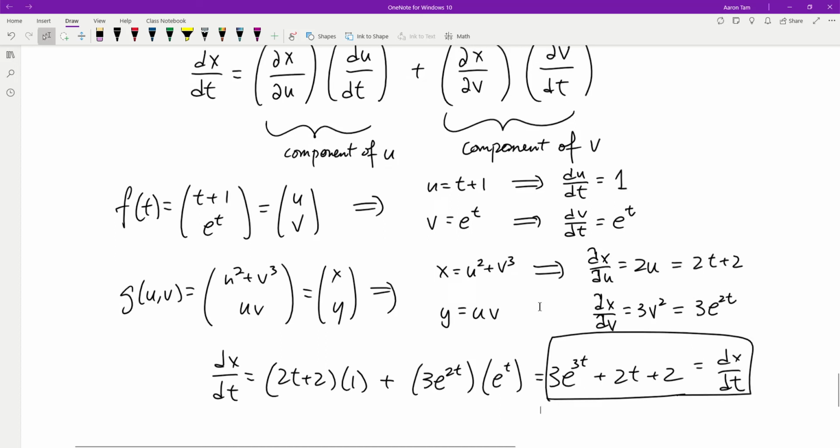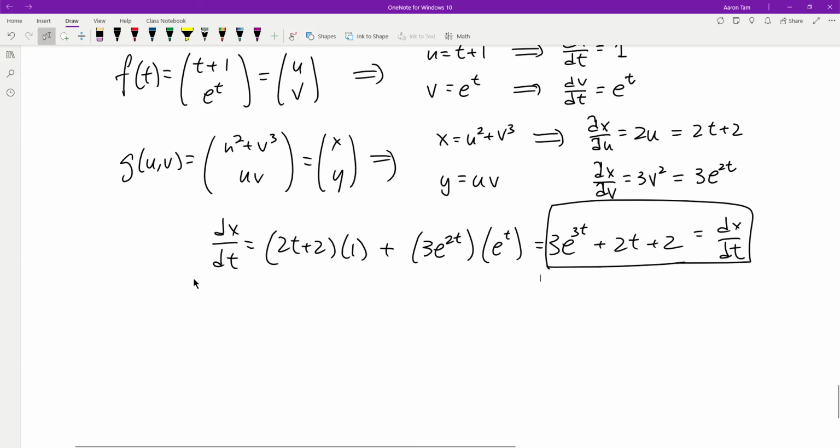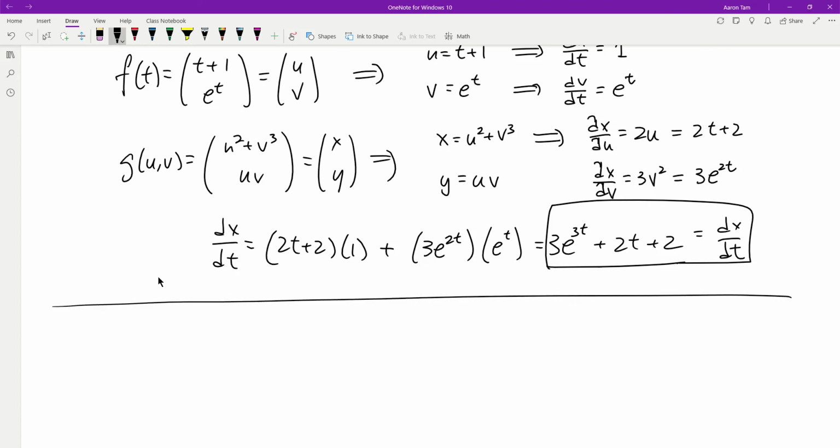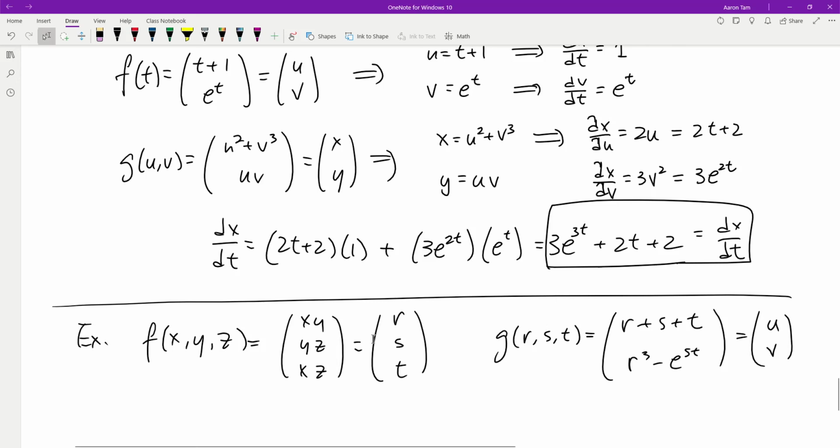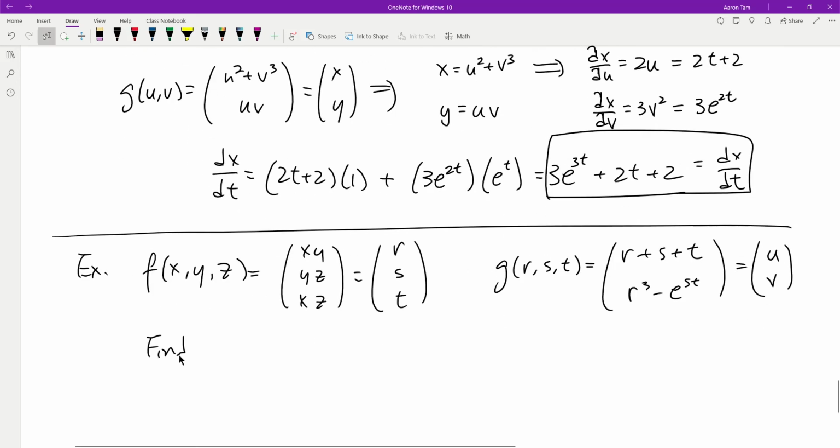Unfortunately, maybe I can squeeze in one more example. Let's see if we can do one more quick example. Let's say I have f of xyz, which is equal to (x y, y z, x z), and they are equal to, let's say, rst. And we have a second function, g of rst, which is equal to, let's say, (r plus s plus t, r to the third minus e to the st), and that's equal to uv. What if I want you to find du over dy?